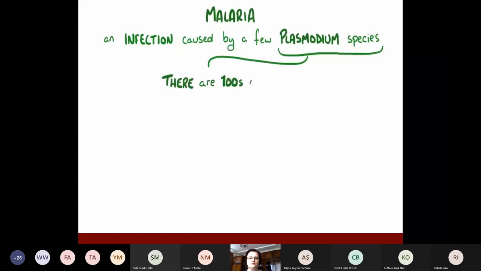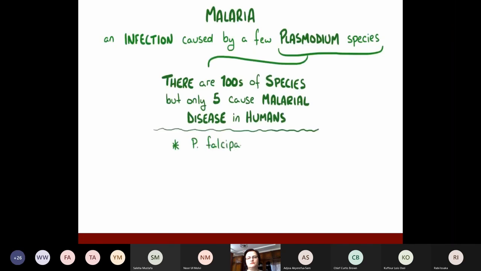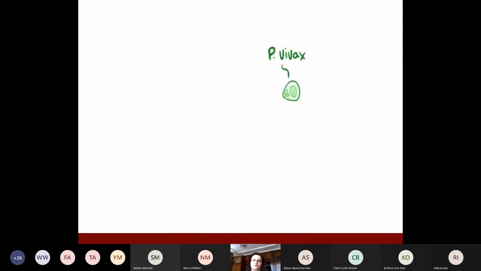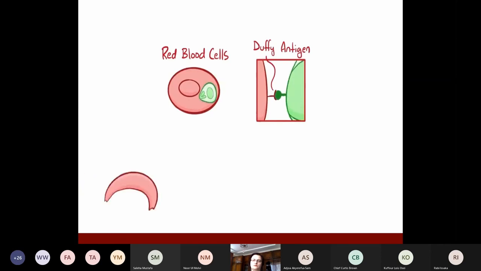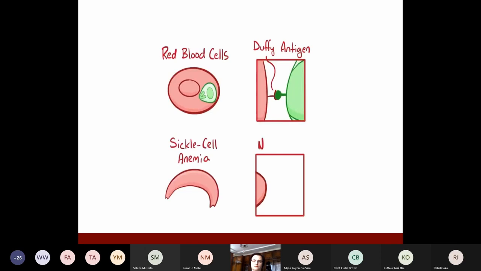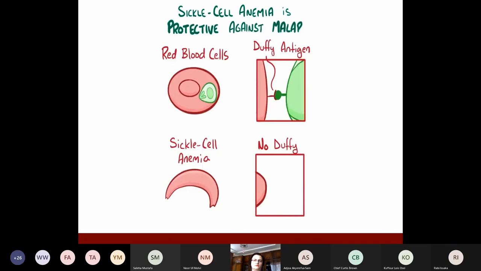There are hundreds of types of Plasmodium species, but only 5 cause malarial disease in humans, and those are Plasmodium falciparum, Plasmodium vivax, Plasmodium malariae, Plasmodium ovale, and Plasmodium knowlesi. Plasmodium vivax uses a specific erythrocyte surface receptor called the Duffy antigen. And some individuals, particularly those with sickle cell anemia, lack this receptor, meaning that Plasmodium vivax can't get into their cells. In other words, having sickle cell anemia is genetically related to having relative protection from Plasmodium vivax.